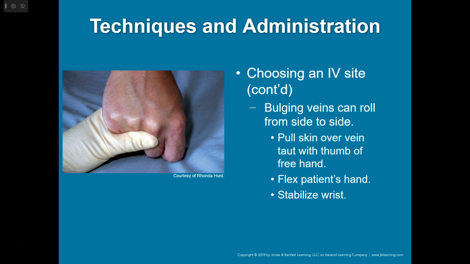Choosing an IV site. Bulging veins can roll from side to side. That's true. Any vein can roll, but that's why we want to secure it down. Pull the skin very taut if possible, and practice our techniques, gripping with our non-dominant hand all the way around their arm, pull that skin taut. That way the vein is less likely to roll. You can have the patient flex their hand, maybe it might help, and of course stabilize the wrist if you need to.